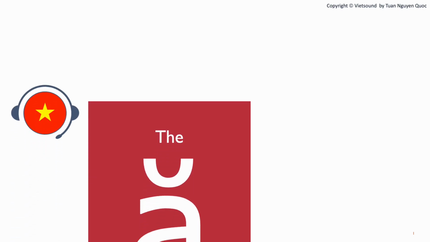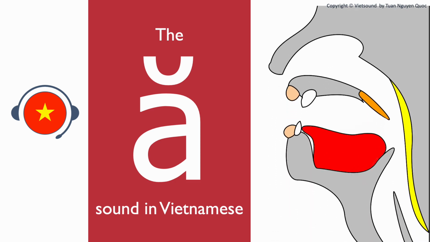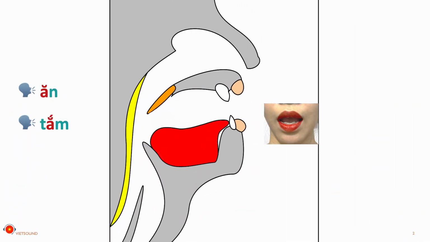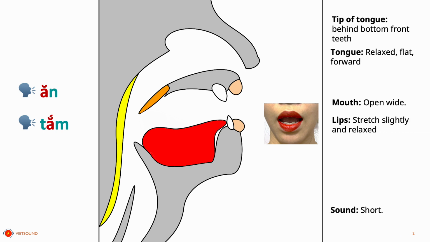Today we're going to talk about the sound in Vietnamese. So are you ready? Let's get started. The sound can occur at the beginning of the word, like in the word ăn, or at the middle of the word, like tắm. Now let's see how to pronounce the sound.